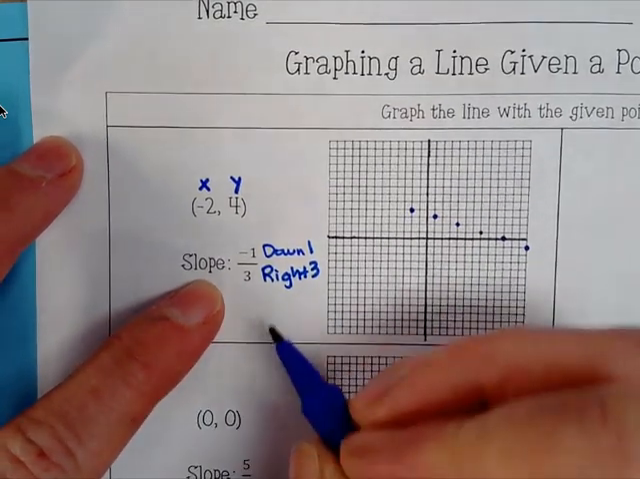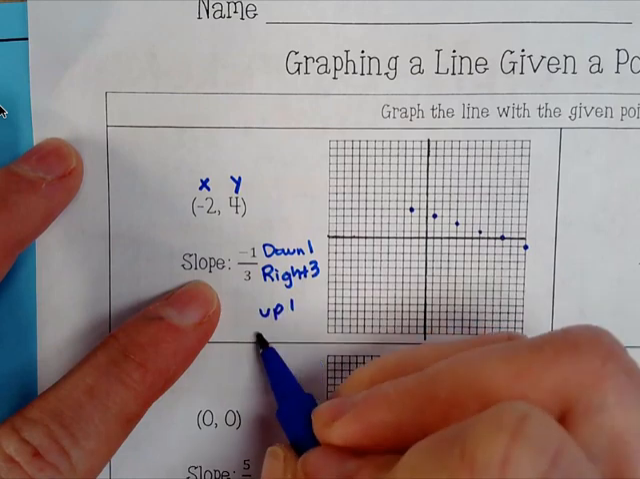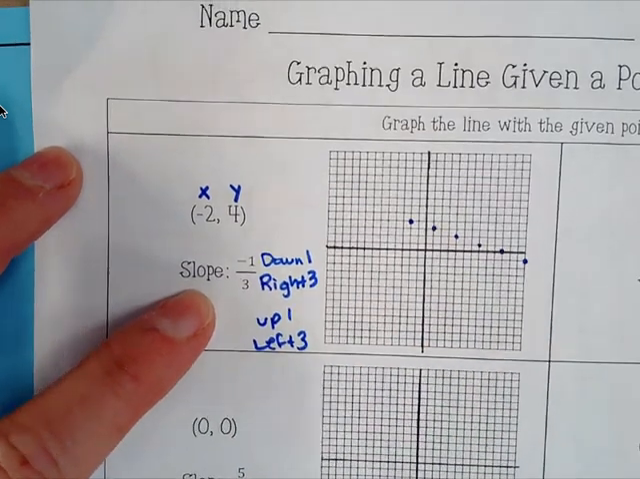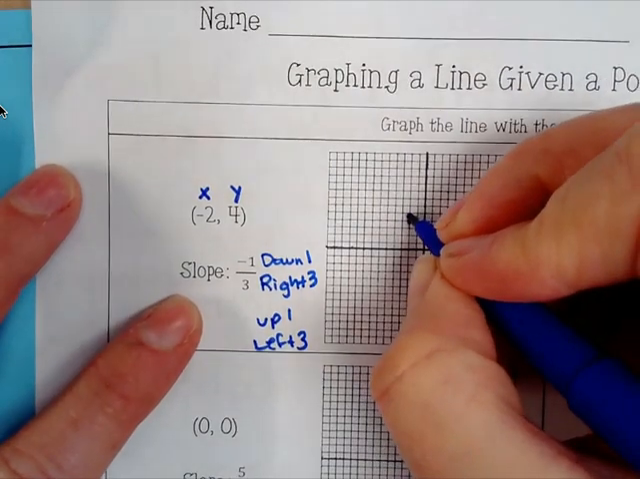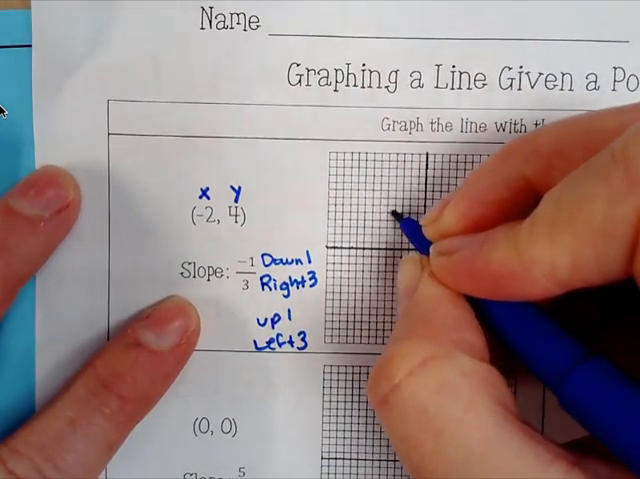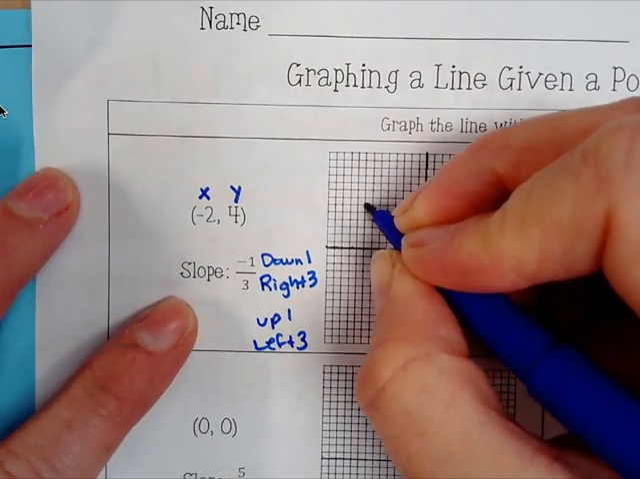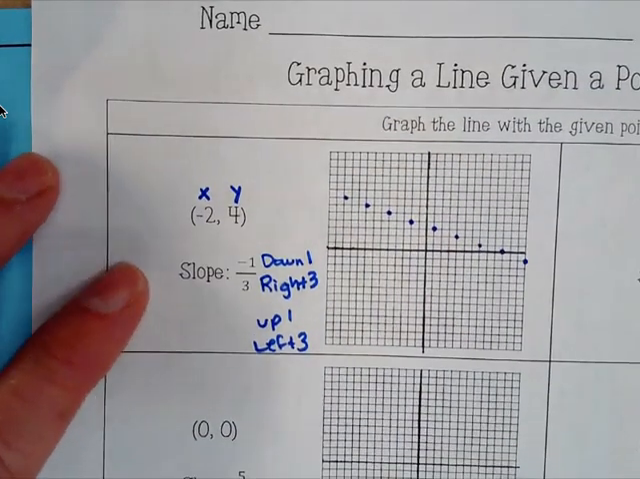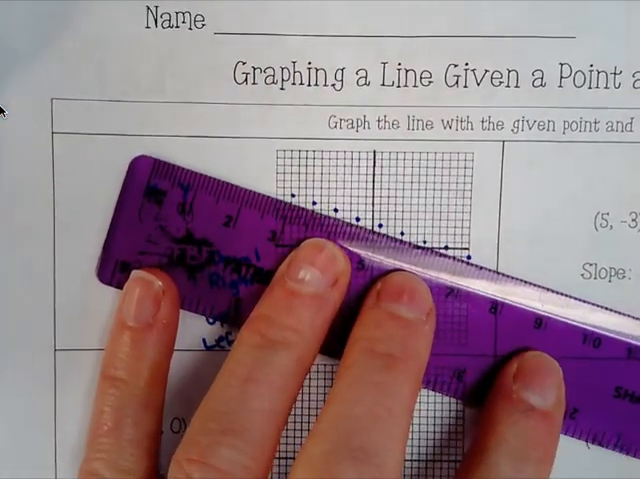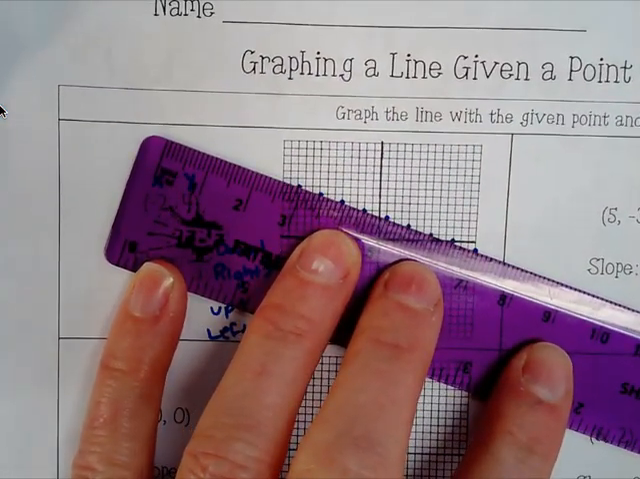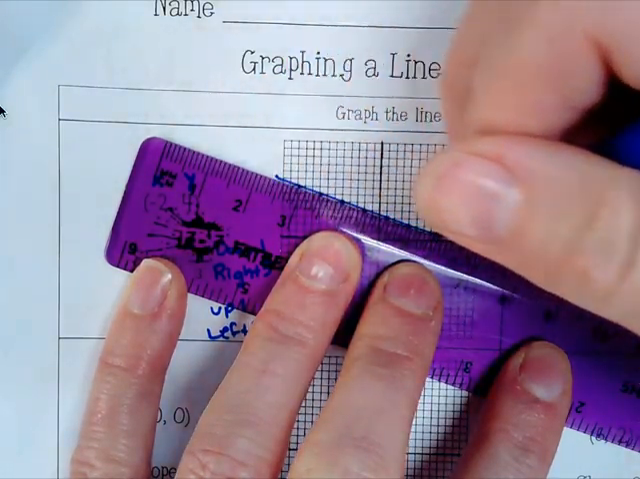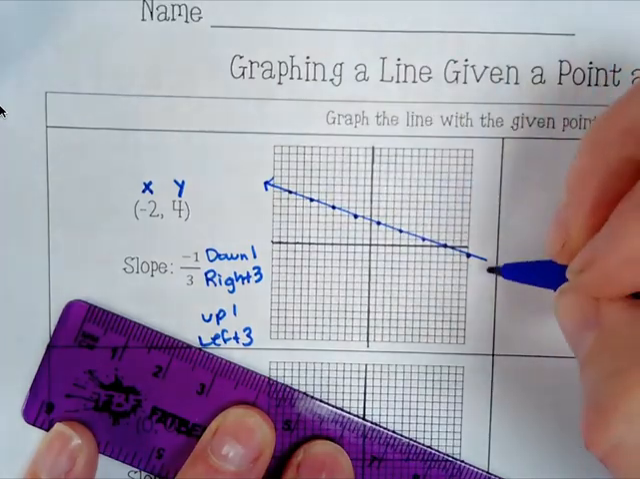And then you do the opposite. You go up 1, left 3. You have to do the complete opposite in both directions. Rise 1, run 1, 2, 3. 1 over 3, up 1 over 3. Once you get your points, then you can draw your line. They should all fall in line with one another. Put arrows on the end.